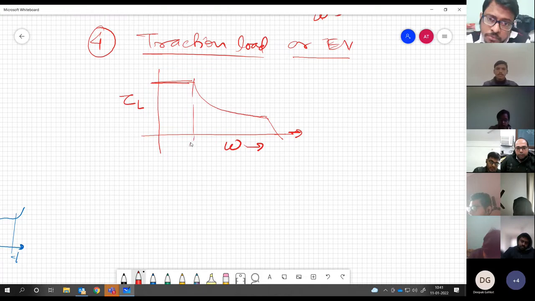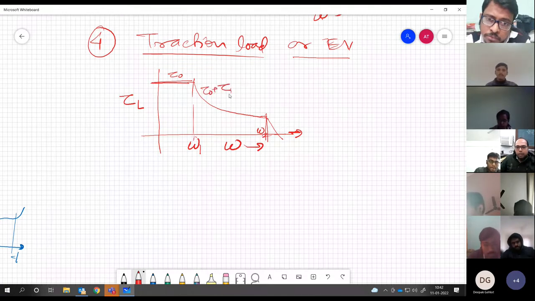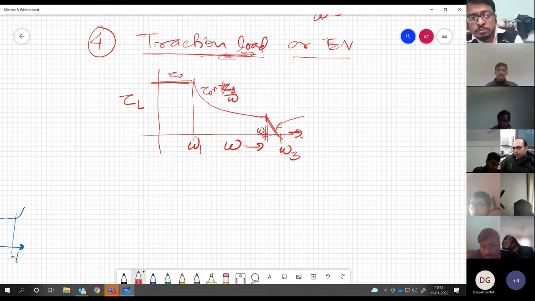What is happening is that up to this omega 1, we are having a constant torque, say tau naught. Then between omega 1 and omega 2, what we are seeing is something like an inversely proportional relation, something like tau 0 plus tau 1 by omega, where tau 1 or k1 may be positive or negative, whichever way. And then finally, between omega 2 and omega 3, it may fall linearly or directly drop. This all could be the nature of load when we are talking about traction load or electric vehicle.